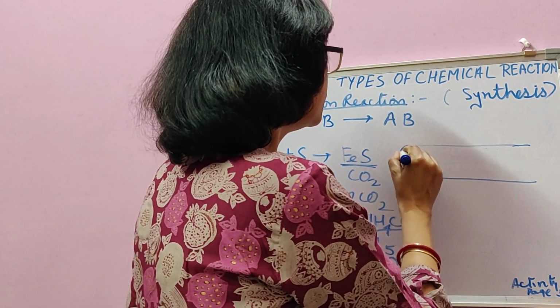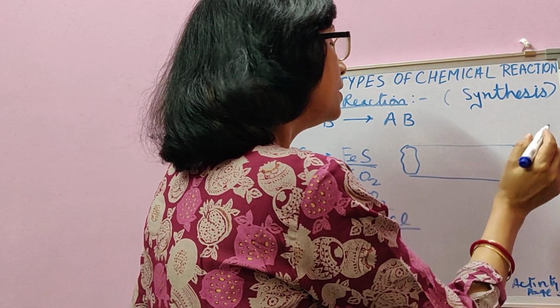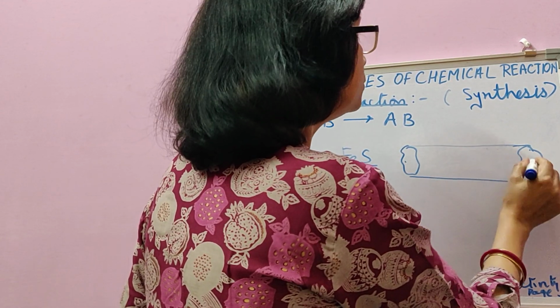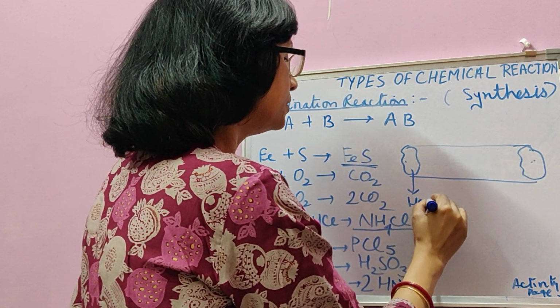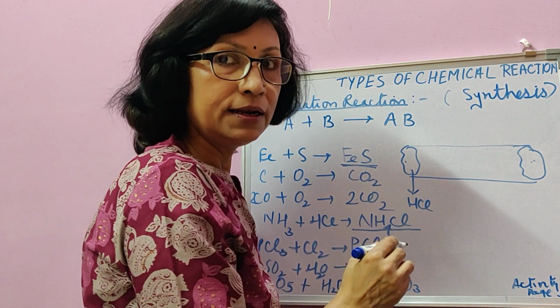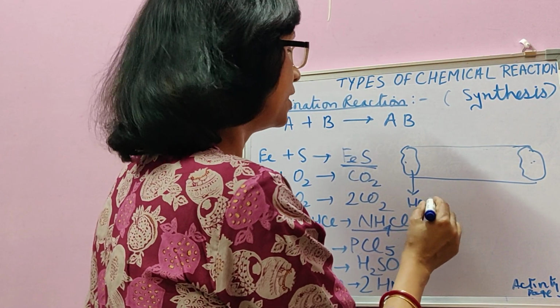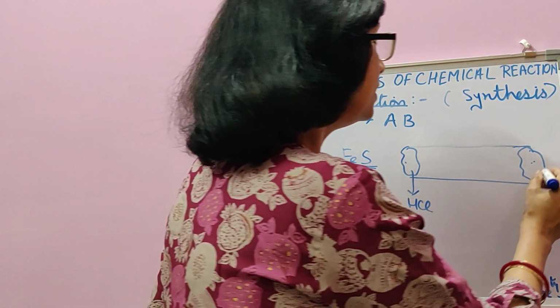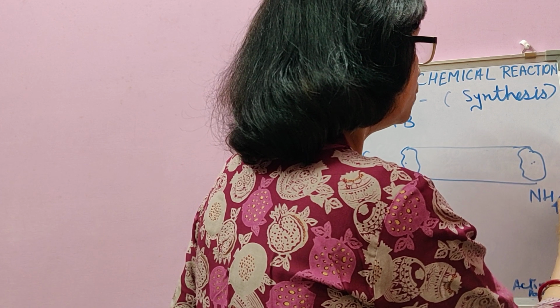Then we take 2 cotton plugs, and before adding them to the 2 ends of the glass tube, one is soaked in HCl. HCl means hydrogen chloride gas dissolved in water, that is hydrochloric acid as we say, and the other is soaked in ammonia gas dissolved in water, then it forms NH4OH.